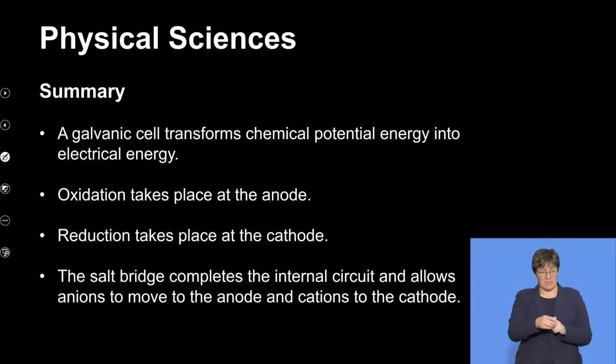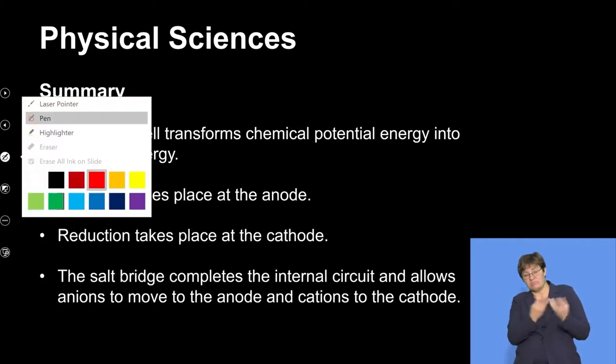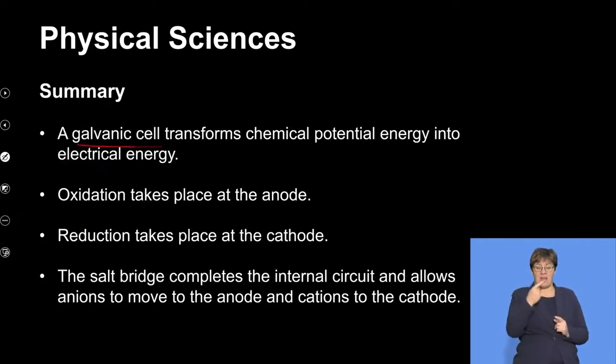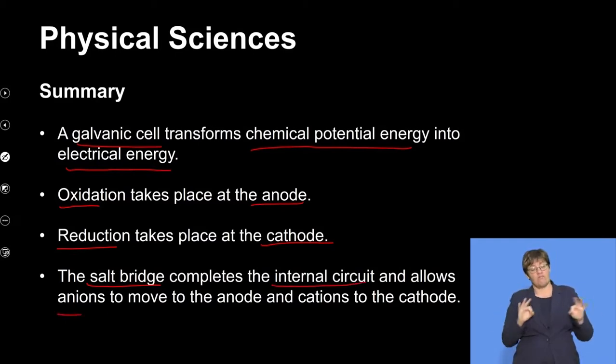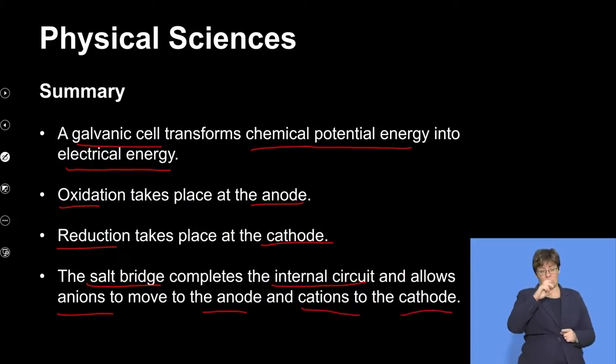Right, let's just wrap up the lesson by looking at a quick summary. Recognize that we've done much of this before. A galvanic cell, remember, is taking chemical potential energy and converting it into electrical potential. Most important, oxidation is always at the anode, reduction always at the cathode. And remember that the salt bridge is the unique thing about the galvanic cell. It completes the internal circuit and allows a free flow of anions to the anode and cations to the cathode.